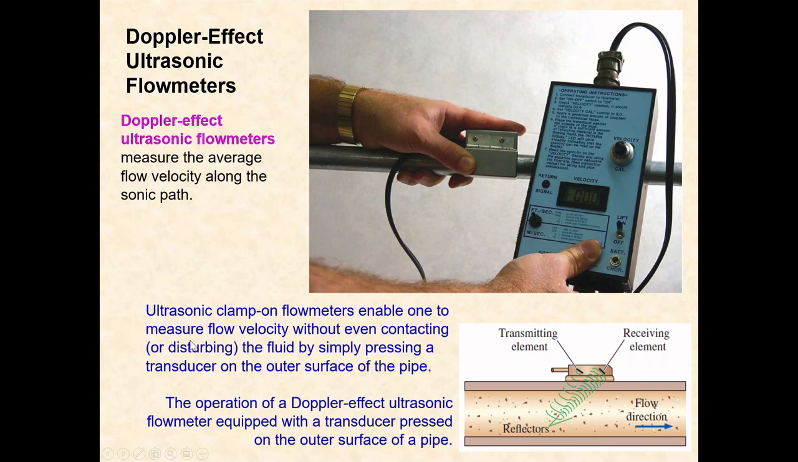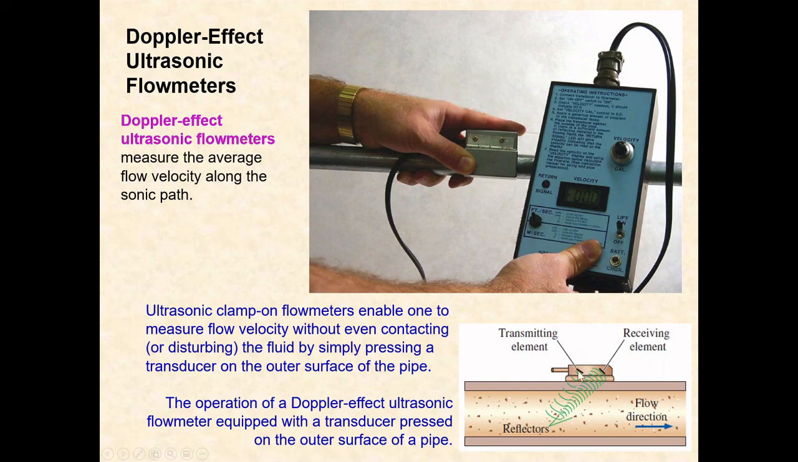The ultrasonic Doppler flow meter enables one to measure flow velocity without even contacting or disturbing the fluid, by simply pressing a transducer on the outer surface of the pipe. So you just press it on the outer surface of the pipe, and then you do the measurement. The operation of a Doppler effect ultrasonic flow meter equipped with a transducer pressed on the outer surface of the pipe is shown here. This figure shows the transmitting element together with the receiving element.